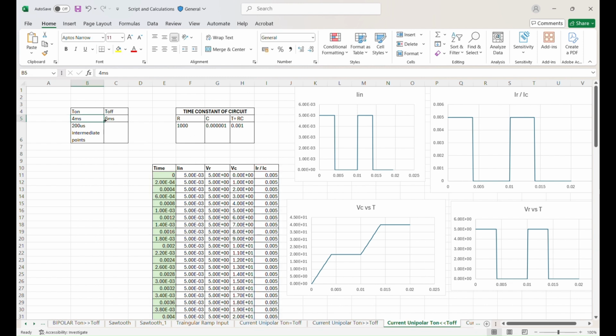Here on time is 4 milliseconds, off time is 6 milliseconds. This is the input current that we are feeding. The voltage across capacitor is calculated using the same equation, I in times T by C plus initial voltage. And this is how the voltage across capacitor looks like. And this is the voltage across resistor, which is equal to I in into R. This is how the voltage across resistor looks like. And this is the current flowing through the circuit, which is equal to VR by R.